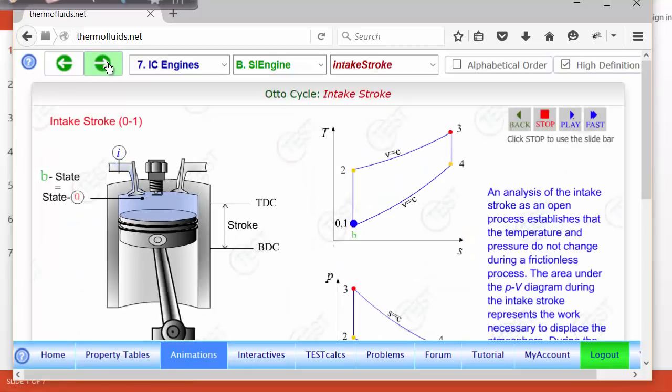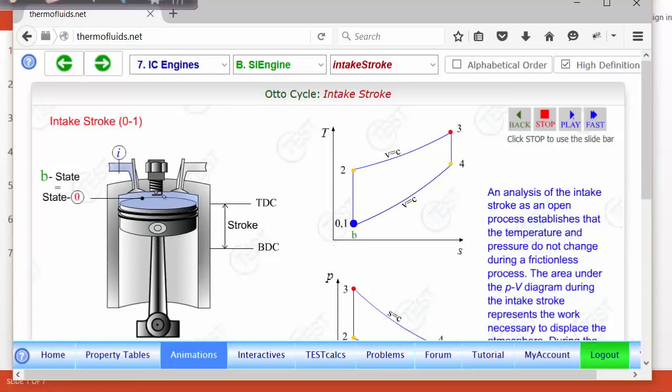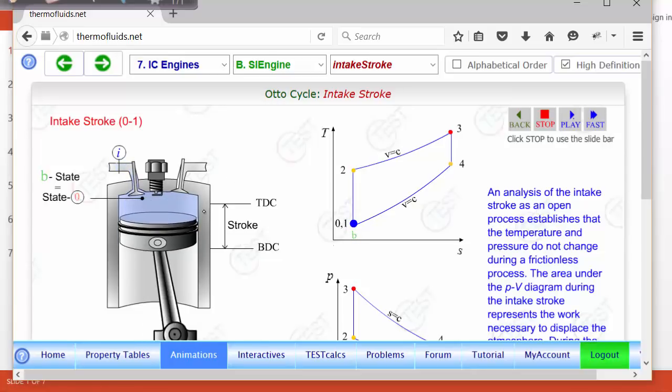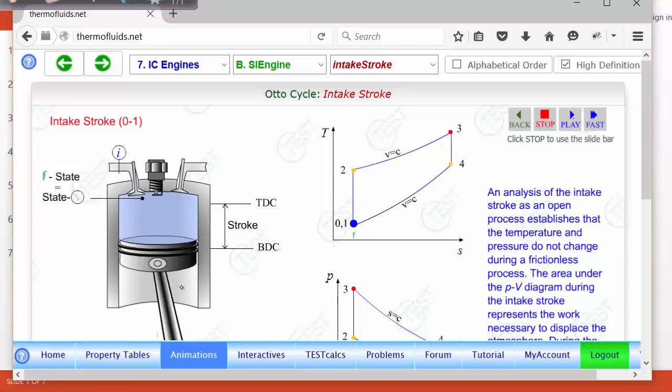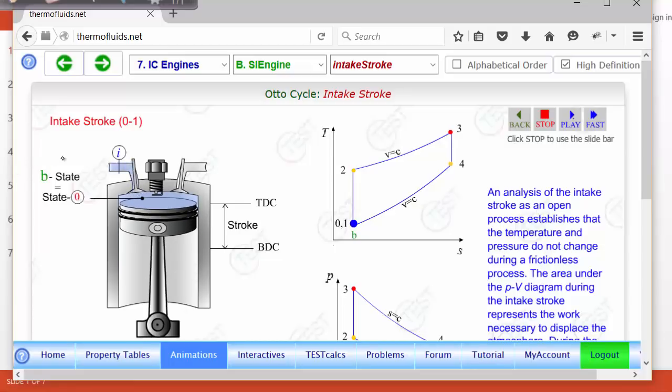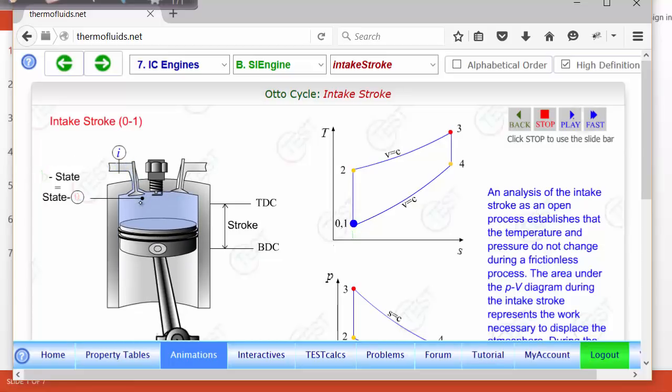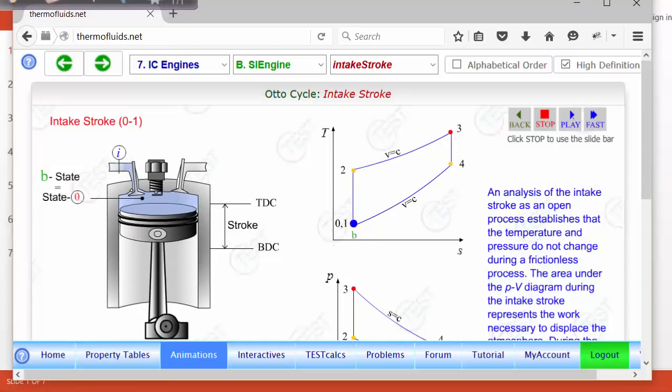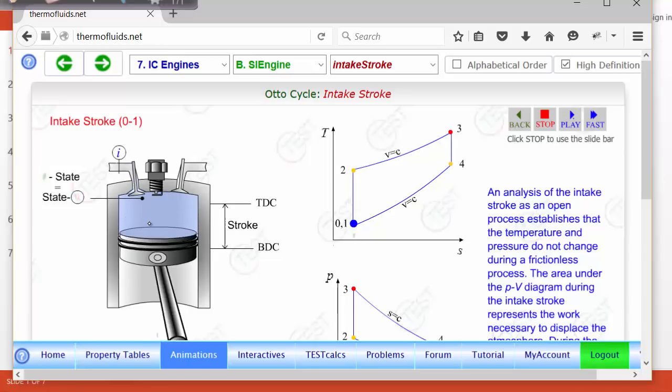Okay, first the intake stroke. What happens in this stroke is that simply the piston goes from the top dead center to bottom dead center, and as a result, air from outside rushes in because the intake valve is open at that time. The intake valve is open, air rushes in.